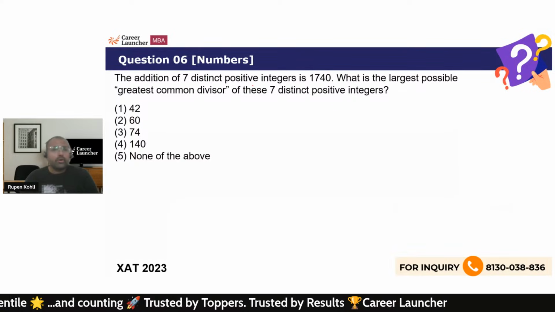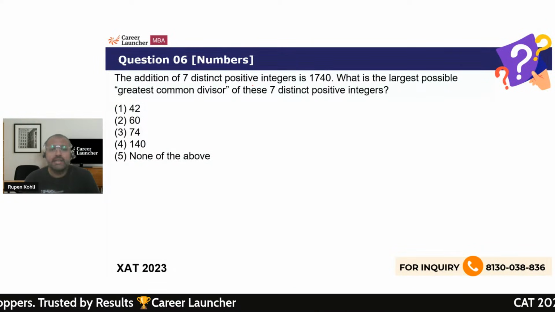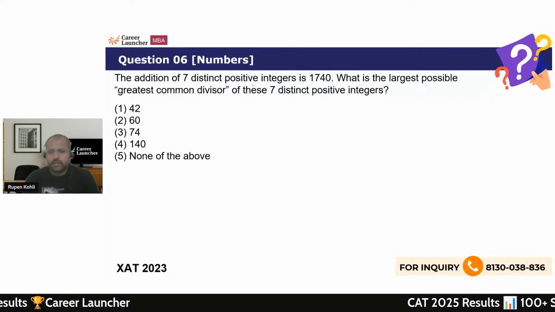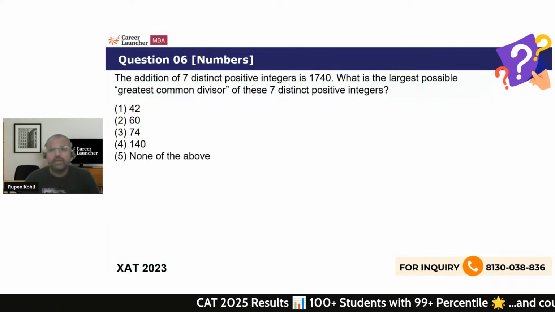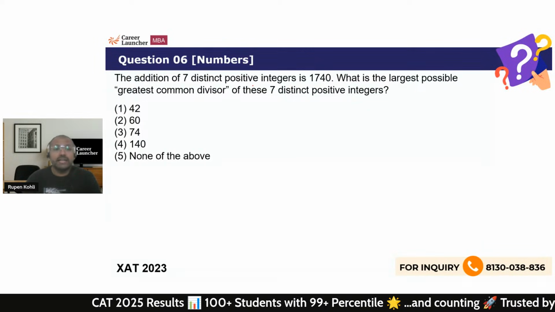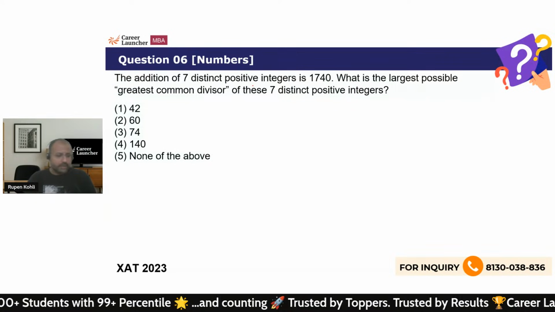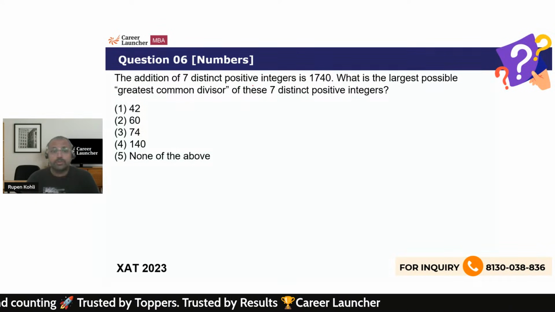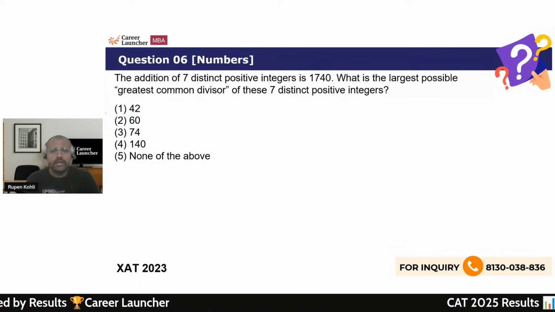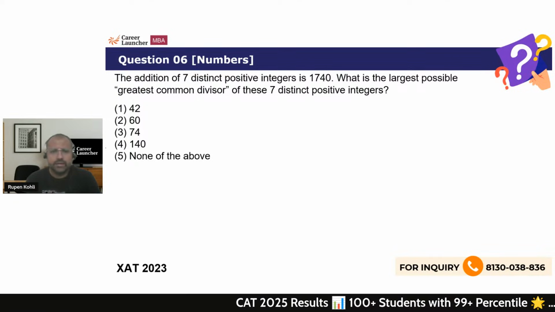The addition of 7 distinct positive integers is 1740. What is the largest common divisor of these 7 distinct positive integers? So we have to try to maximize the highest common factor of 7 distinct positive integers whose sum is 1740. Let's say the greatest common divisor is x.